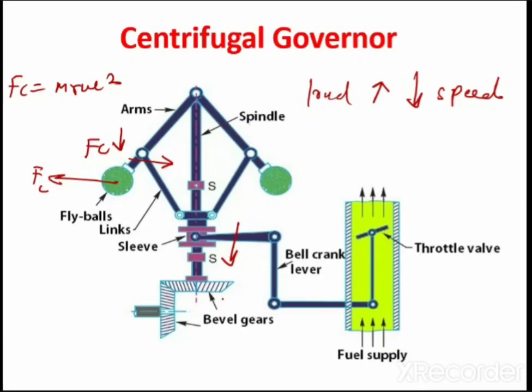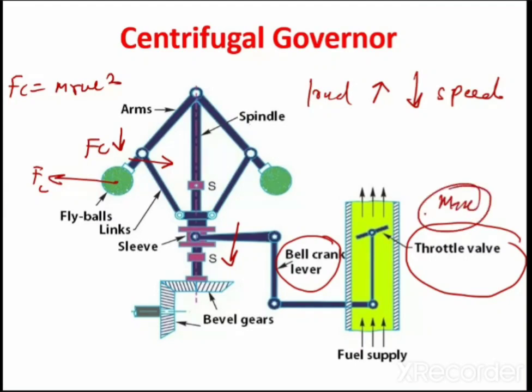And when the sleeve moves downward, it will operate the bell crank lever, and this downward movement of the sleeve will also operate the throttle valve. And what will happen? Okay, this throttle valve will open at a maximum position, right? Means your throttle valve will open wide. Load has increased, speed has decreased, means you have to increase the amount of the working fluid, right? So you have to open the throttle valve to a greater extent, right? So this is how the system works.